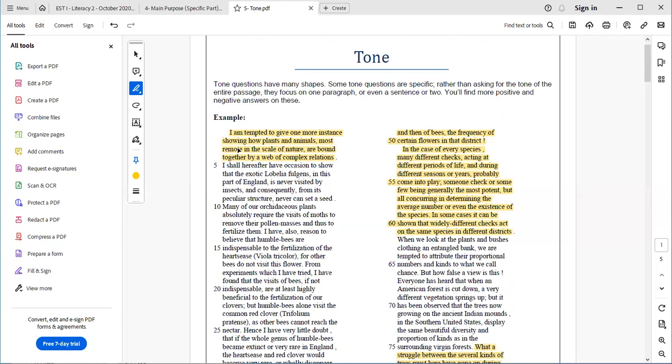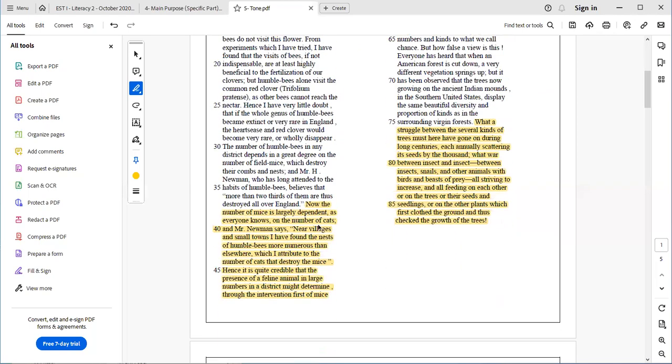He said here, I'm tempted to give one more instance showing how plants and animals, most remote in the scale of nature, are bound together by a web of complex relations. So now he tried to give one example of how plants, despite that they are far away from each other.